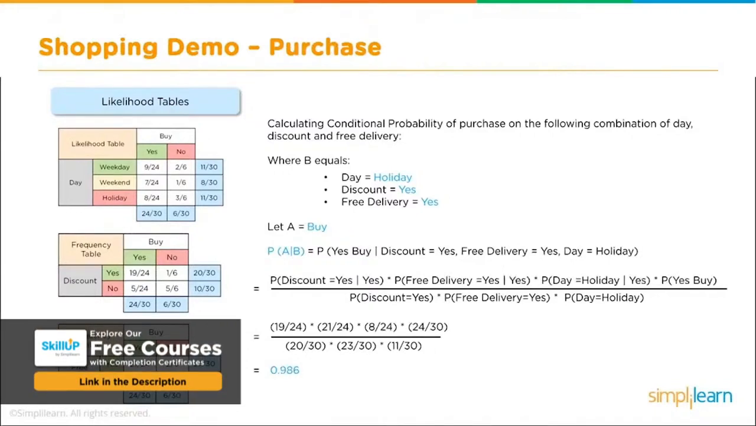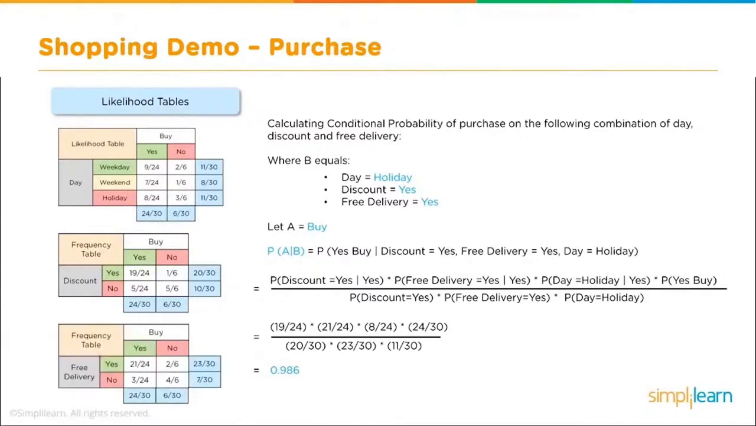I promise this is the last page of math before we dig into the Python script. So here we're calculating the probability of the purchase using the same math we did to find out if they didn't buy. Now we want to know if they did buy. Again, we're going by day equals holiday, discount equals yes, free delivery equals yes, and let A equal buy. Right about now you might be asking, why are we doing both calculations? Why would we want to know the no buys and buys for the same data going in? We're going to show you that in just a moment, but we have to have both of those pieces of information so that we can figure it out as a percentage as opposed to a probability equation. And we'll get to that normalization in just a moment.